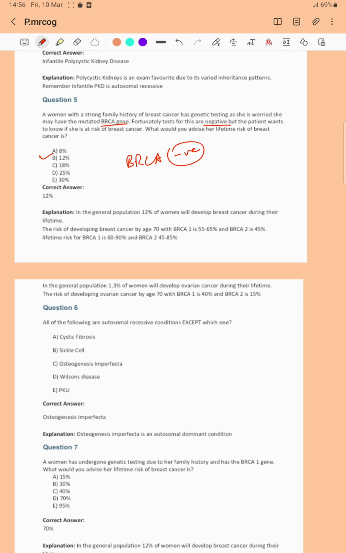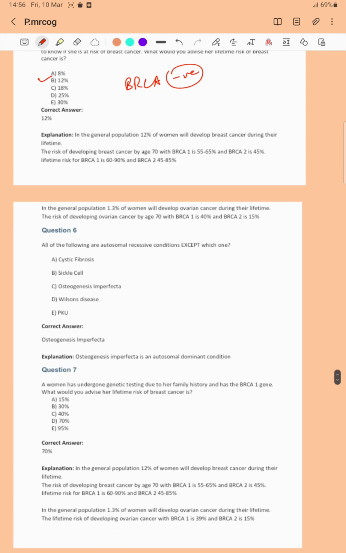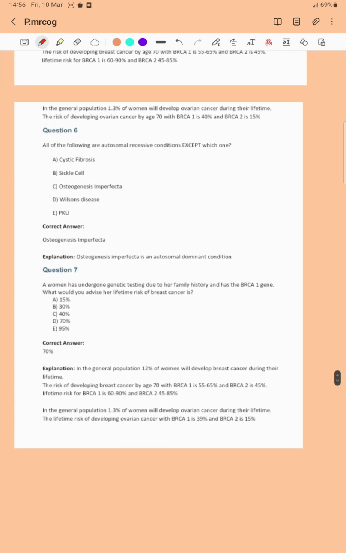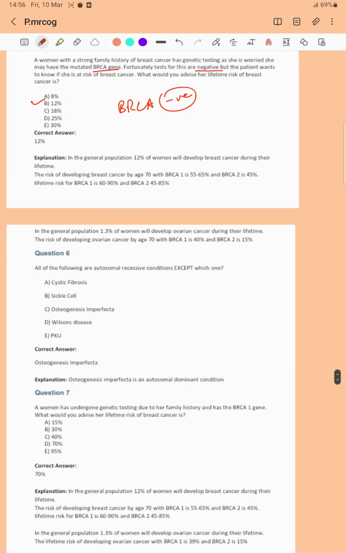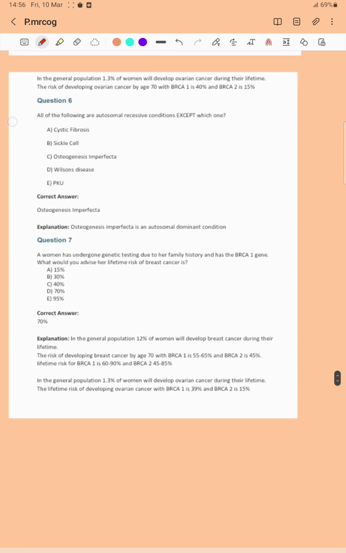By the age of 70, with BRCA1 it is 55 to 65%, and with BRCA2 it is 45%. The lifetime risk for BRCA1 is 60 to 90%, and for BRCA2 is 45 to 85%. In the general population, 1.3% of women will develop ovarian cancer during their lifetime, and the risk of developing ovarian cancer by age 70 with BRCA1 is 40%, and BRCA2 is 15%.